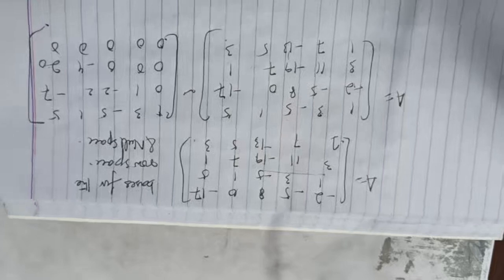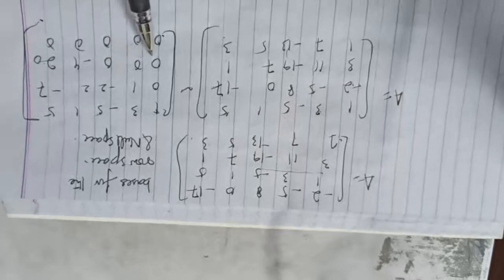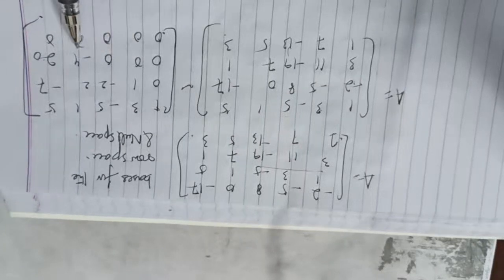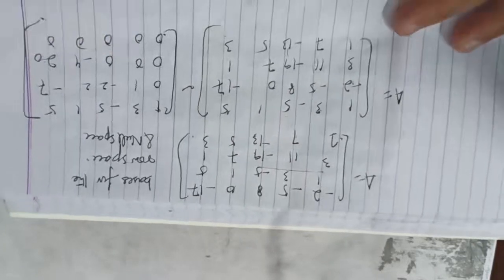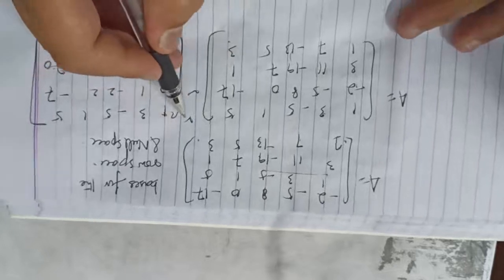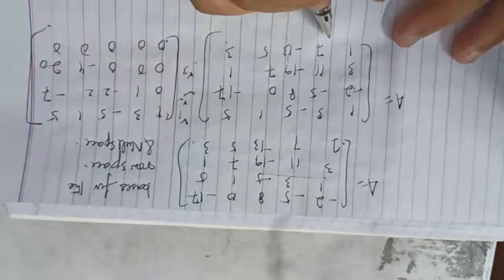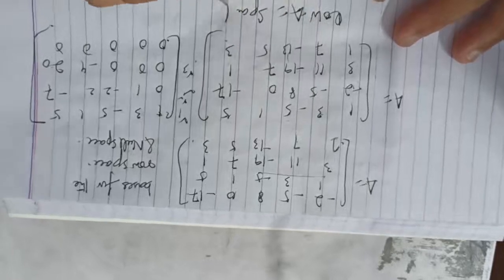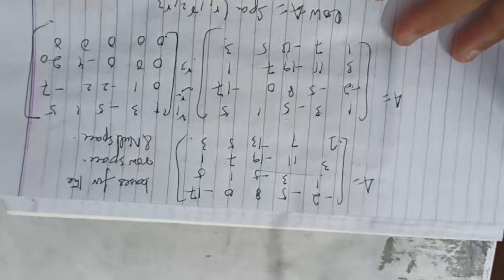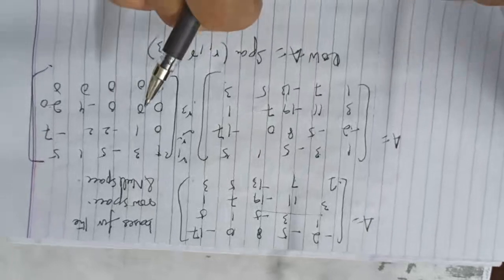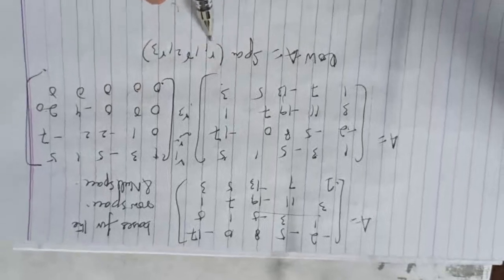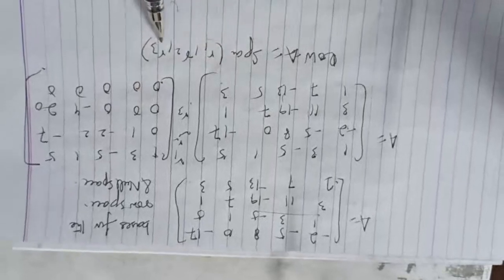Now you can see here the first three rows are non-zero, so we can say that they form the basis of the row space of A, right? If I call these R1, R2 and R3, the row space of A is equal to the span of R1, R2 and R3. And these are the basis of the row space.